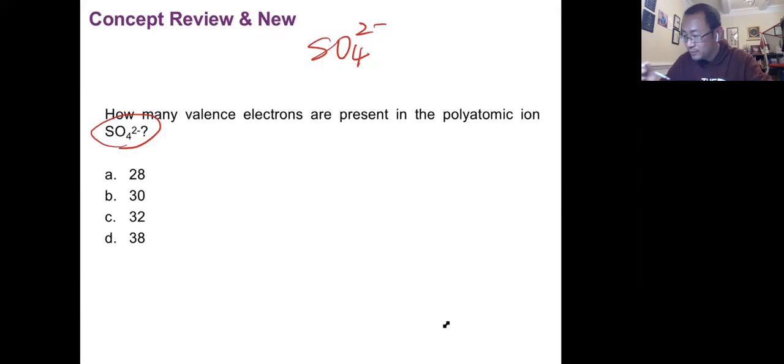All right, I'm tired of asking. You guys don't have a response. SO4 2 minus is called sulfate. Okay, sulfate. It's a polyatomic ion. So let's draw the Lewis structure of SO4 2 minus.